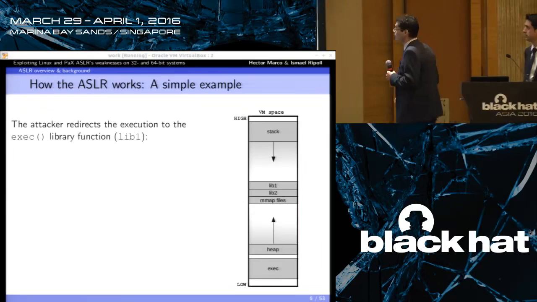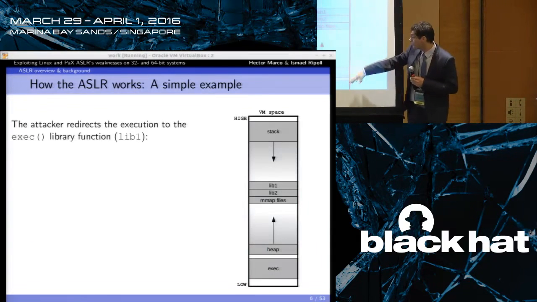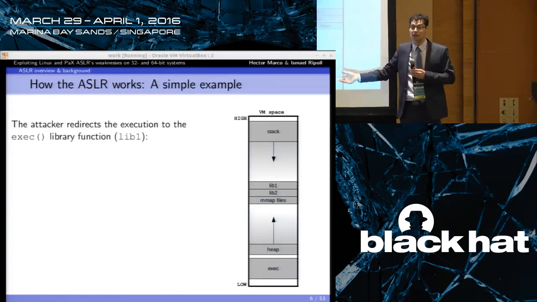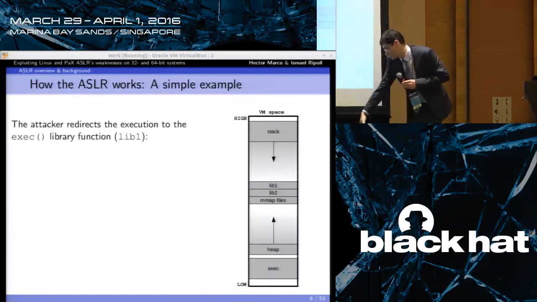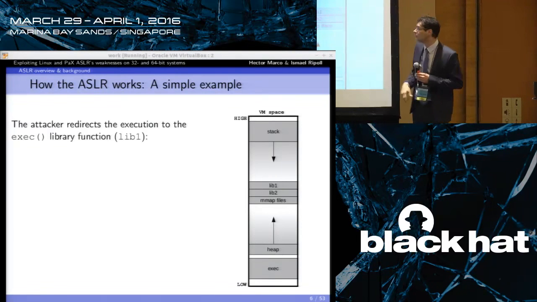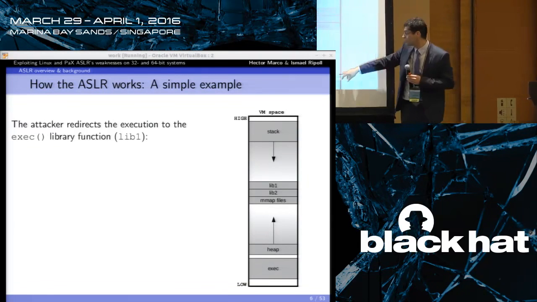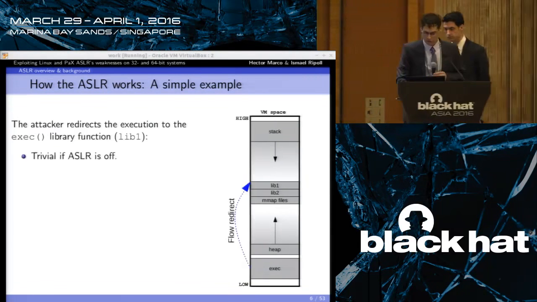So how does ASLR work? This is the typical memory layout that we can see in a textbook. The stack is on the top, the executable is at the bottom, then the heap, and somewhere in the middle are the libraries and the mmap files. The heap grows up, and typically the stack grows down, depending on the architecture, but it works that way.